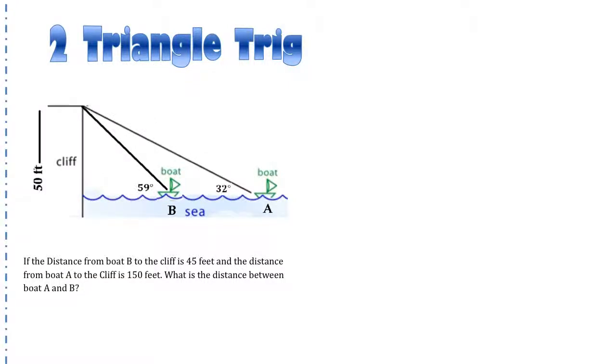Today we're going to learn about two-triangle trigonometry, or what to do when there's two triangles in one diagram. So here's an example of two right triangles in a diagram. So here's my right angle, and the two triangles I'm looking at, this first little one from boat B is pretty easy to see for most people. So that's boat B.